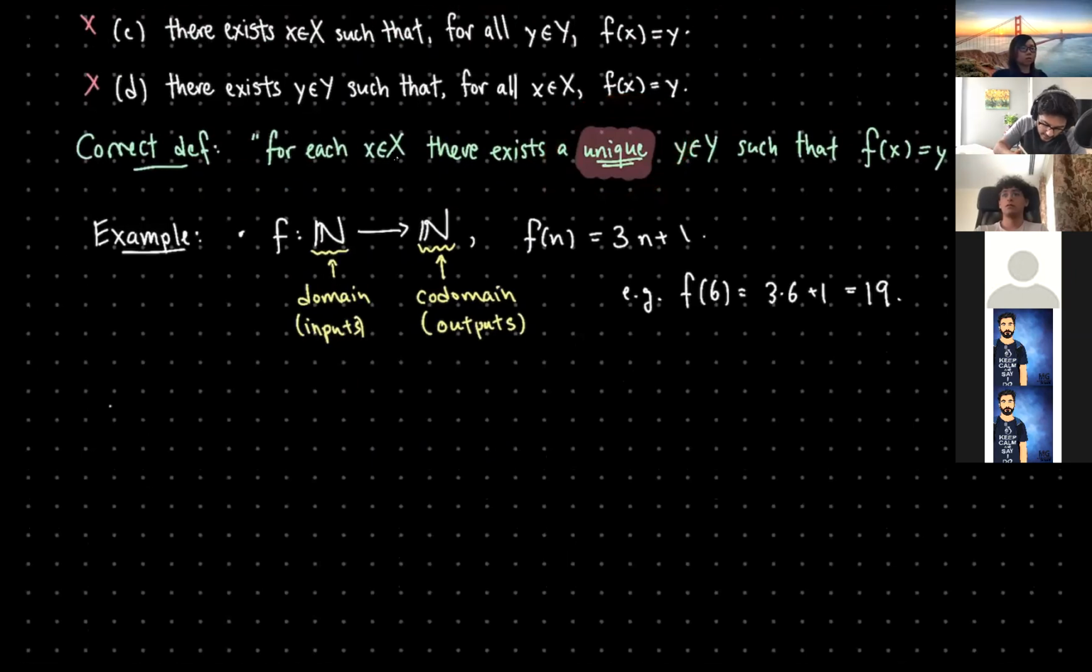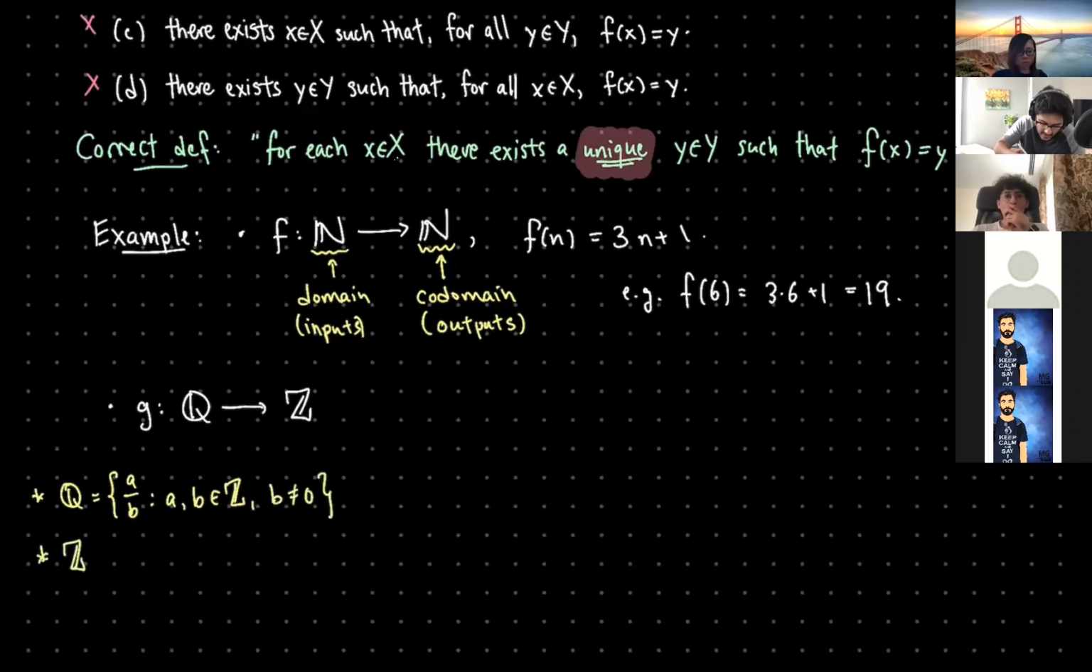So here's an example. Let's say g is a function from Q to, let's say, Z, the integers. Remember, Q is the set of all rational numbers, a over b, where a and b are integers, and b is non-zero because it's in the denominator. And remember, Z is just the set of integers. So we write 0, plus or minus 1, plus or minus 2, and so on. Okay.